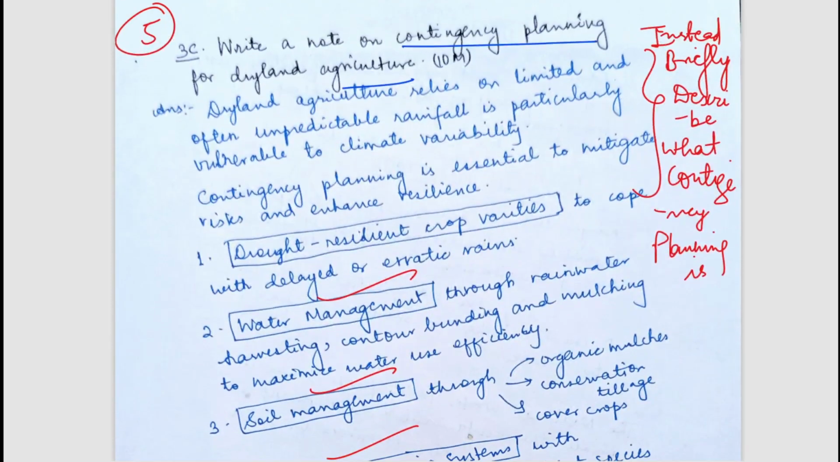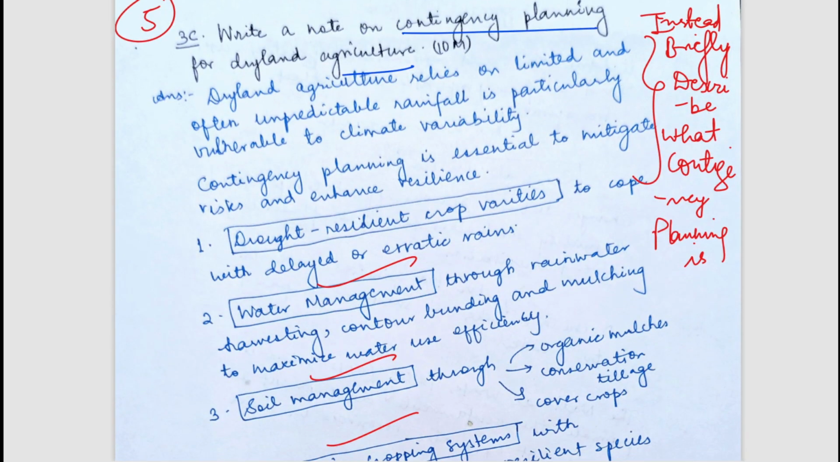Okay, so their notes should be mentioned. You can see the student has written here about dryland agriculture, but the core was contingency planning, not dryland agriculture. If instead of writing about dryland agriculture, the student had defined contingency planning, it would be better. You can see I have mentioned it here also.